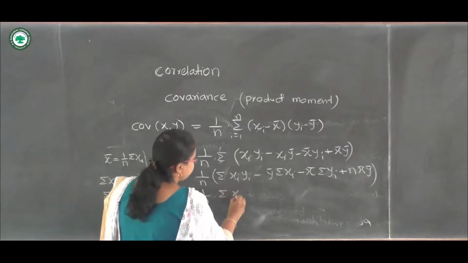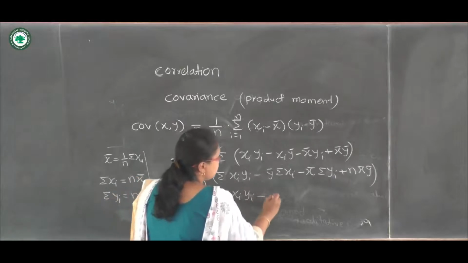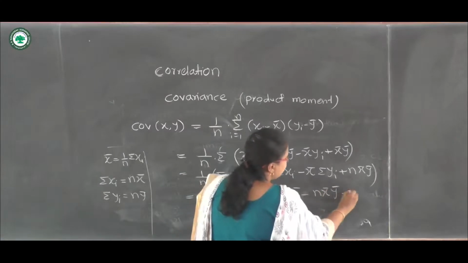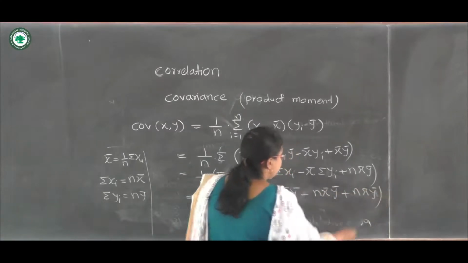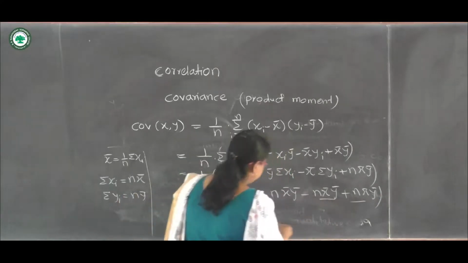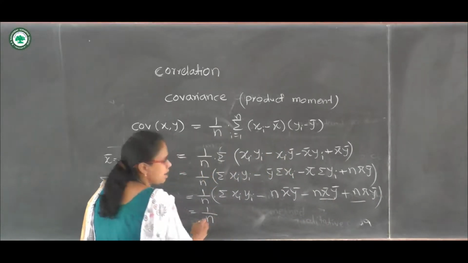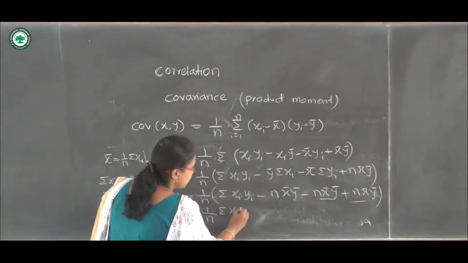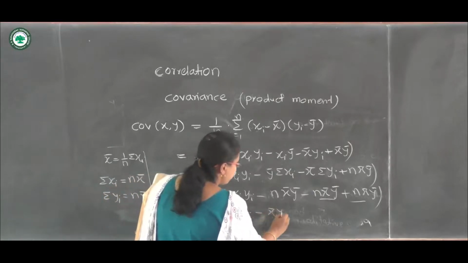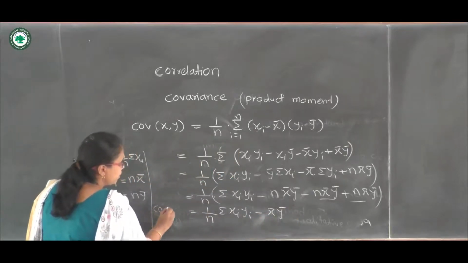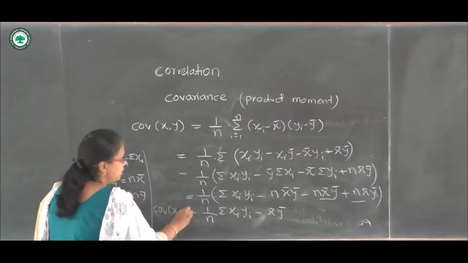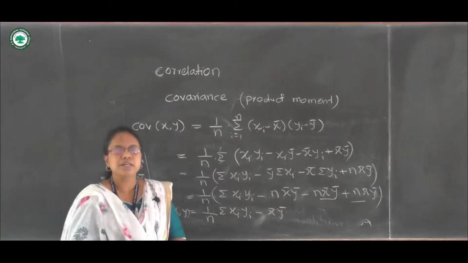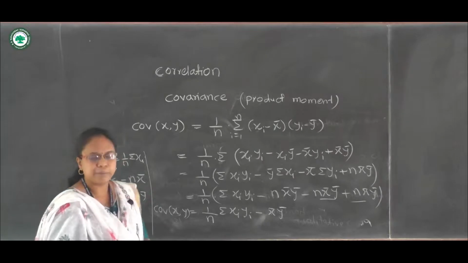So summation of xi yi minus, here it will be n into x bar y bar minus n into x bar y bar plus n into x bar y bar, which will get cancelled with 1. And finally, after multiplying this constant 1 upon n, we have summation xi yi minus x bar y bar. So this is the simplified formula to calculate covariance between x and y. We can use either of these formulas, but for simplification we use this formula.